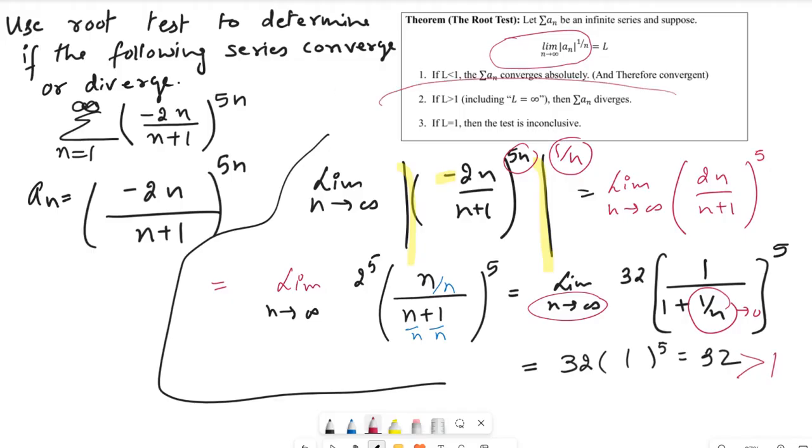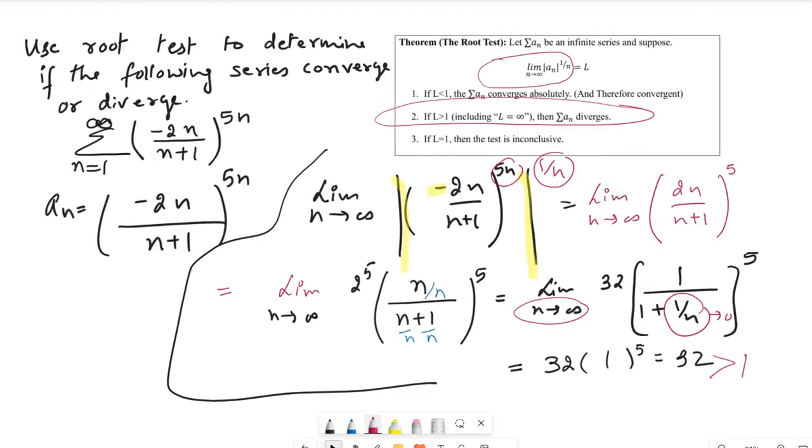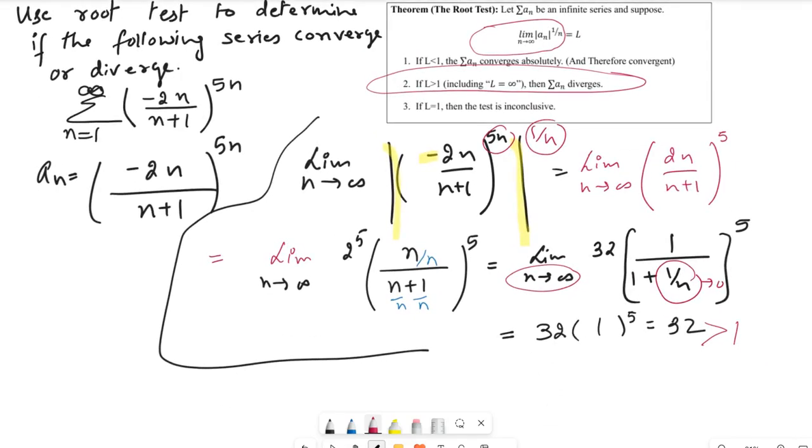So which case is it? Second case. If L is more than 1, we claim that the given series diverges.